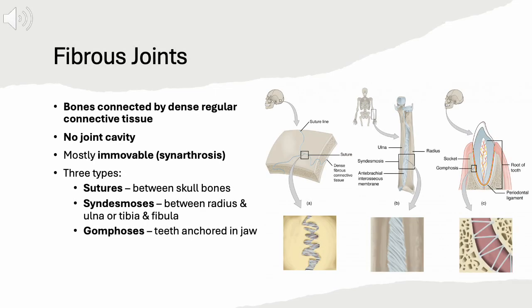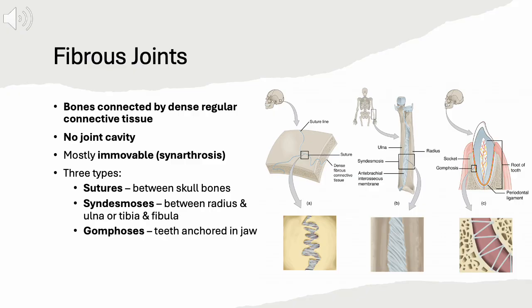Let's begin with fibrous joints, the simplest structurally. These joints involve bones that are directly connected by dense, regular connective tissue, the kind that's very strong and collagen-rich. There is no joint cavity in fibrous joints, and because of their tight fit, they're usually immobile, what we call synarthrotic. However, some types can allow for a small degree of movement. There are three subtypes. Sutures, which are found only in the skull. These interlocking joints stabilize the cranium and protect the brain. In newborns, they are wide and soft, called fontanelles, but they ossify over time.